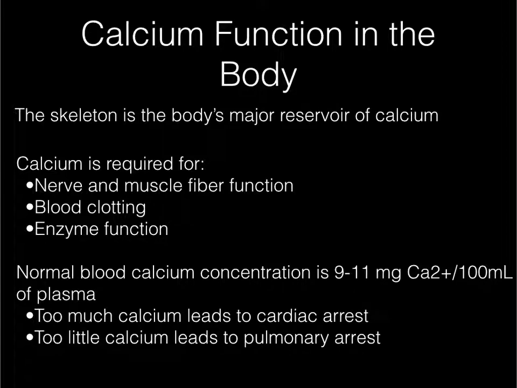Normal blood calcium concentrations are 9 to 11 milligrams of calcium ion, which is found in the blood as calcium chloride, per 100 mils of plasma. That's not a whole lot, but it's a detectable level. And too much calcium can be harmful. Too little calcium can be harmful. It's actually pretty essential that your body keep the calcium levels within that range.